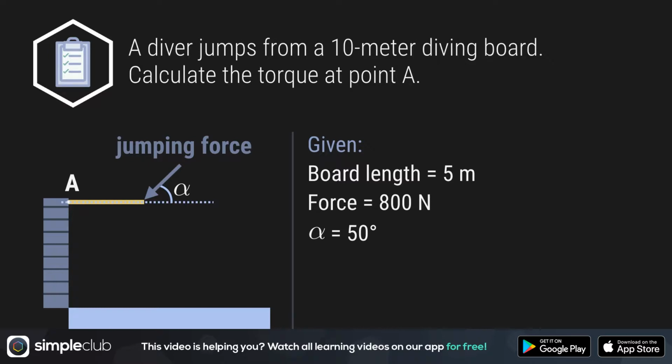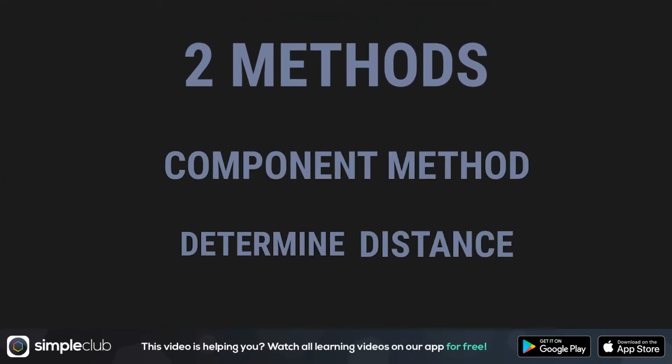That's point A. The formula for torque is quite easy. Moment M equals the length L times the force F. Now, we will calculate the force in two different ways. Then, you people can pick the method you prefer. As you will see, they both have their advantages.